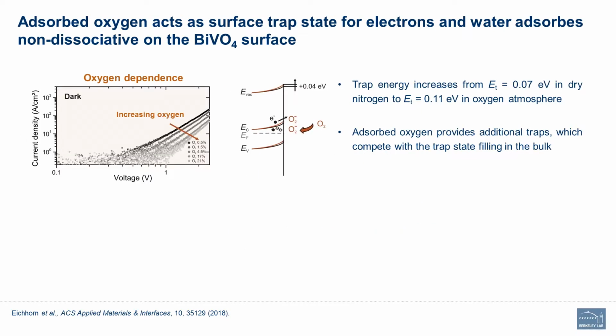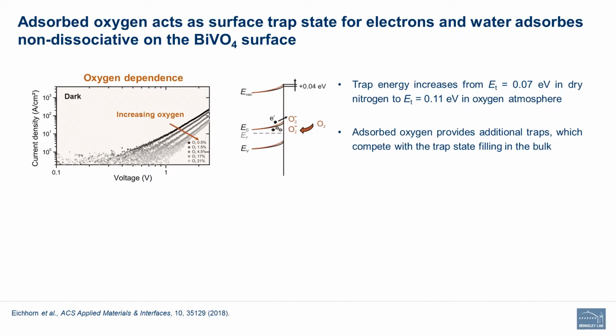If we record the IV curves for increasing oxygen, we started at about 0 oxygen and increased it to 21%. We see a reduction in the maximum current by 1 order of magnitude and an increase in the power law exponent, which indicates a reduced trap state filling in the BiVO4 film.